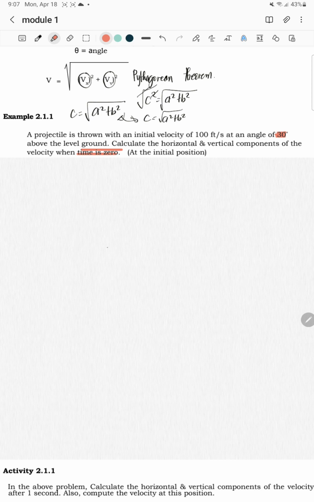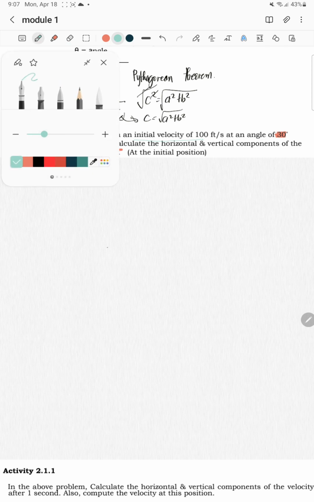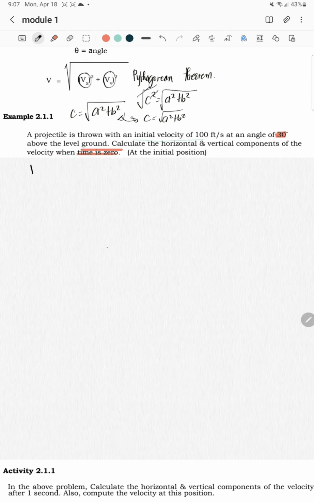Okay, so based from this given, madami ka na actually makikitang given values dito. Okay, so the first given value is your initial velocity. Tama. What's your initial velocity? Nandiyan na rin sa problem mismo. Initial velocity is 100 feet per second.